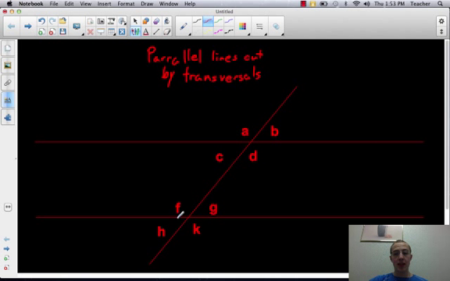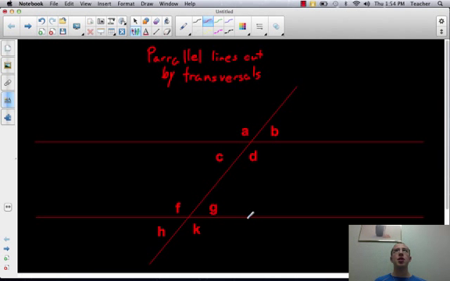Now, this line going right across, that's called the transversal. It's called the transversal because it goes across two parallel lines. It transverses across two lines. Now, I've set up a bunch of letters that all represent angles. I want you to keep this as simple as humanly possible.